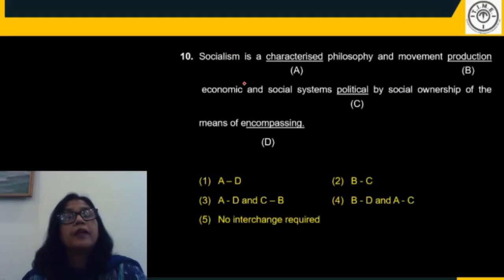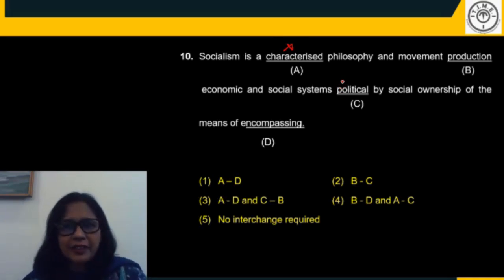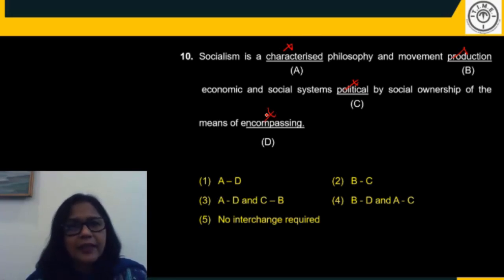Sentence 10. Socialism is a characterized philosophy. Definitely wrong. Yes. No grammatical structure here itself, we understand. Socialism is a characterized philosophy and movement, production, economic and social systems. Yes. So again wrong. A is wrong. B is wrong. Right. Economic and social systems, political by social ownership. C is wrong. So we know that all the four words are misplaced. We have to, yes, juggle them to get a correct sentence.